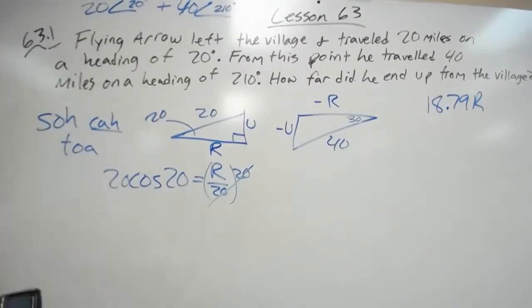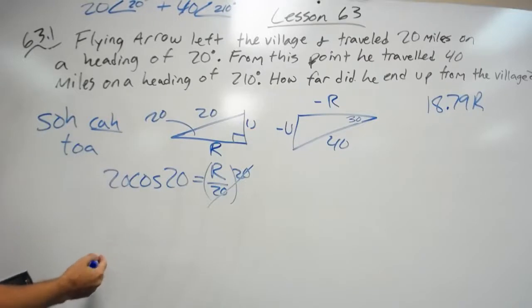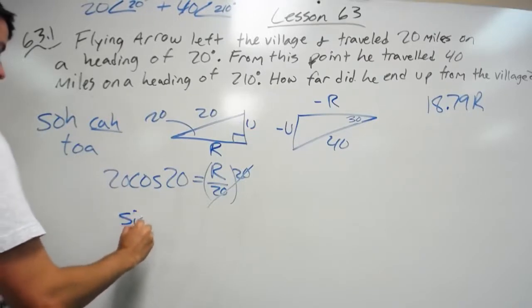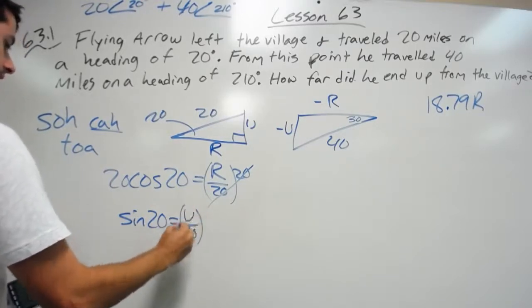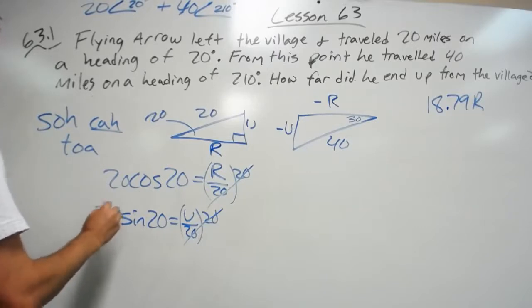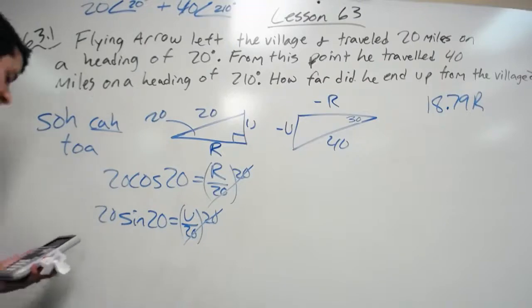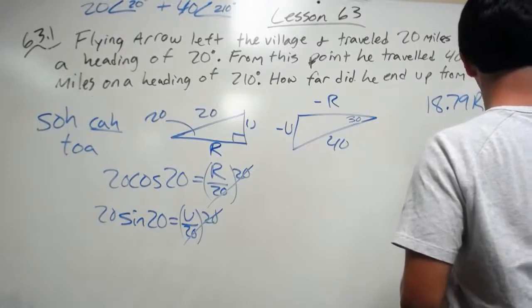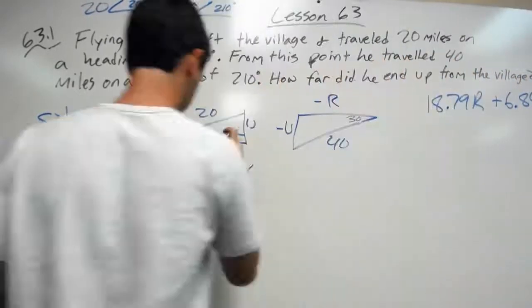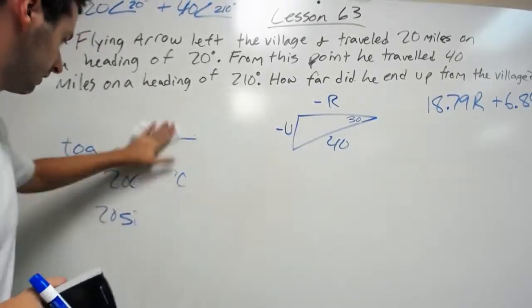Now we solve for u. If we're doing u, that's going to be the opposite of 20, and hypotenuse is what we're going to use. So sine 20 equals u over 20. Get u by itself. So 20 sine 20, 6.84. So plus 6.84 u. So we've got this triangle taken care of. Now we've got to solve for the other one.